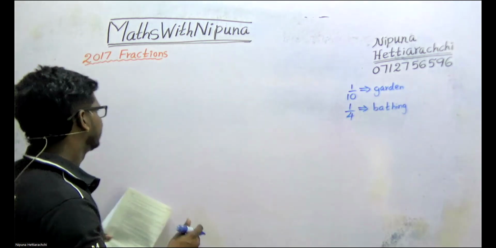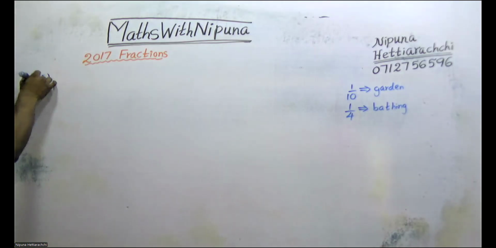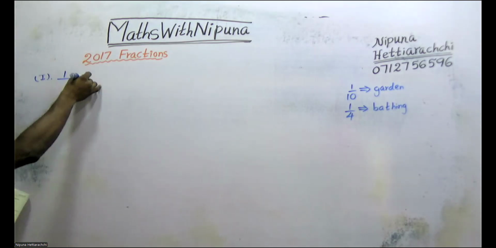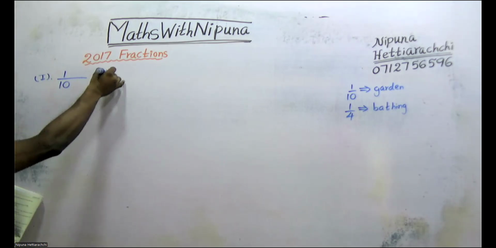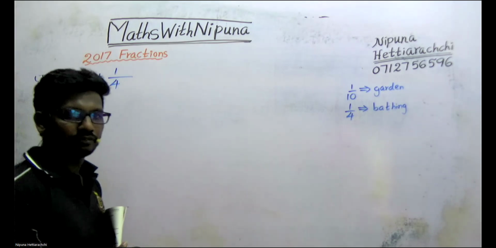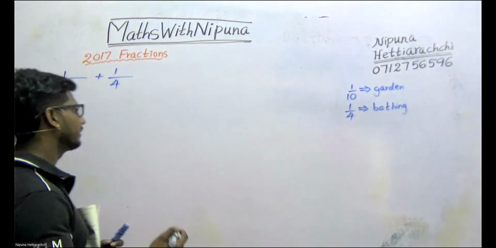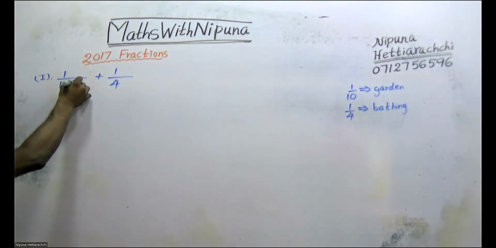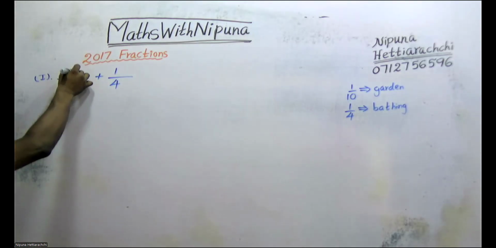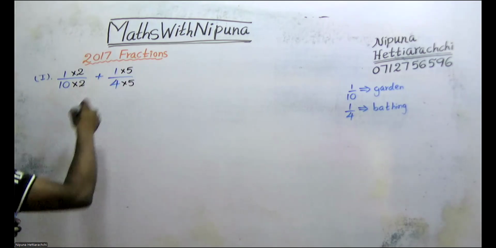We have to add them together because they're asking about the total fraction. 1/10 should be added with 1 out of 4. What is the common denominator? 10 is there, 4 is there. Easily we can make 20. Multiplying by 2 here, and multiplying by 5 here. We can make 20.